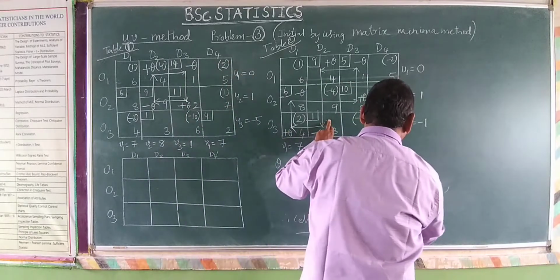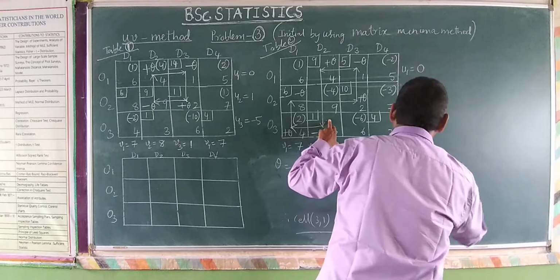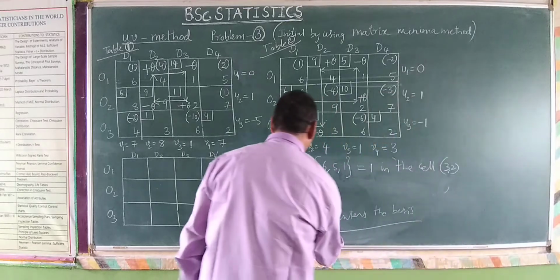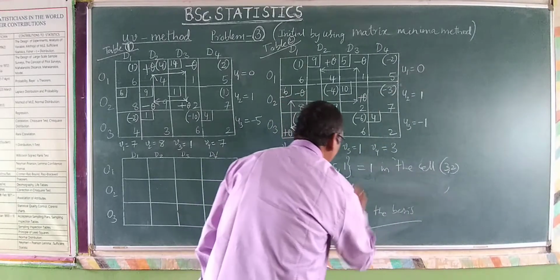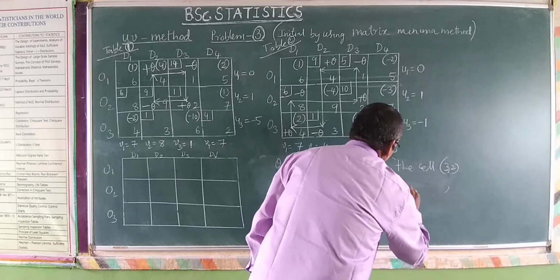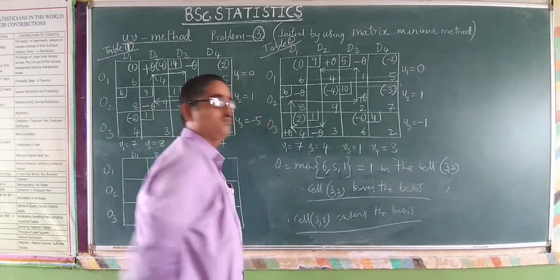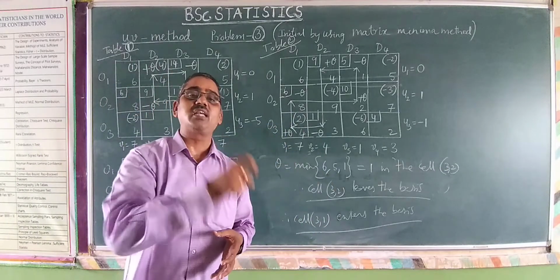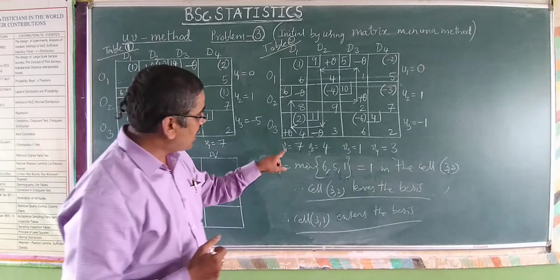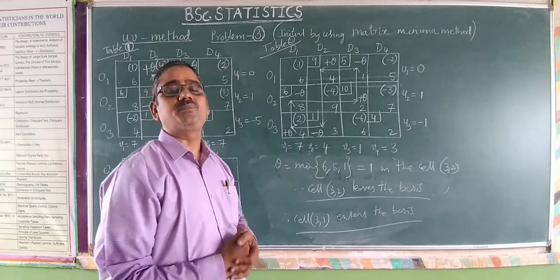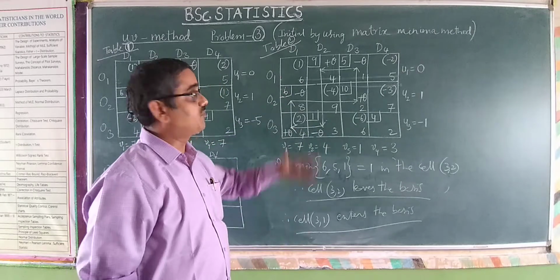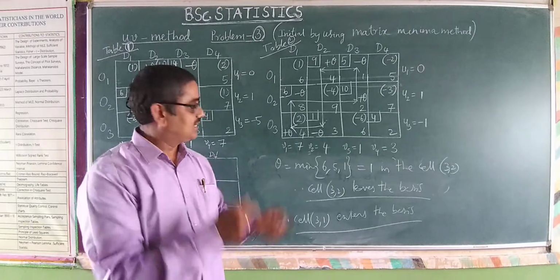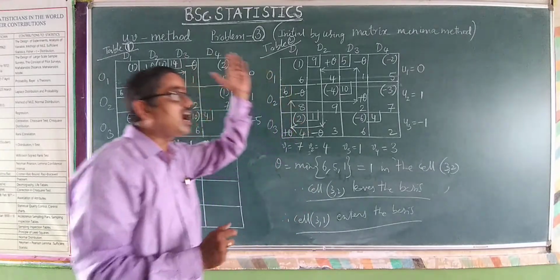It is in the cell, not 2, 3, 2, it is in the cell (3, 2). Therefore cell (3, 2) leaves the basis. That is what you have to understand. This entire procedure determines which basic cell leaves the basis. So after this table, we have obtained that cell (3, 1) enters the basis and cell (3, 2) leaves the basis. Now we have to go to the next table.